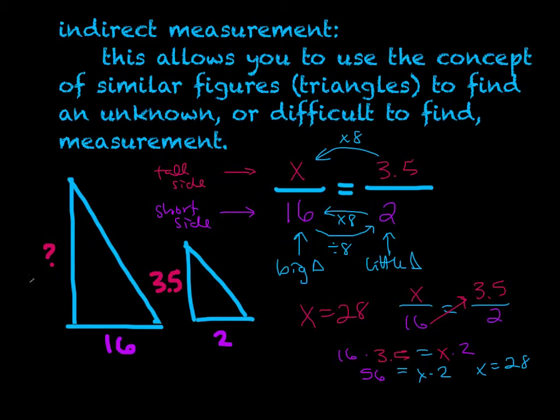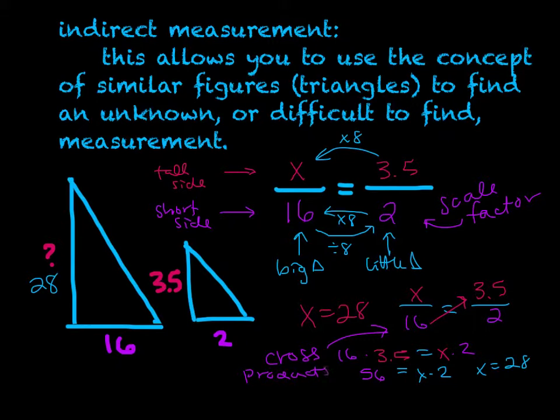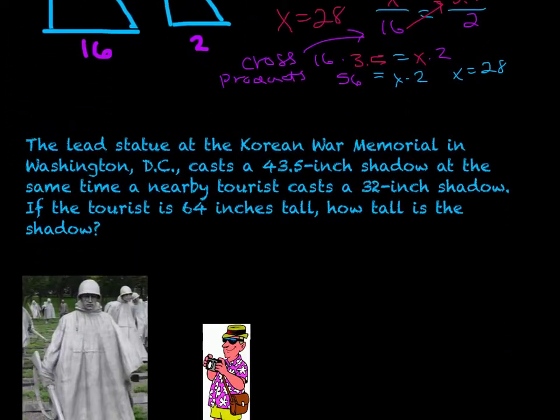We get 28 units for the height of the triangle, but we can do it in 2 different ways. We can use scale factor, or we can use cross products. Scale factor is this one, and cross products is this second situation. So now let's take this concept and apply it to a real life scenario.